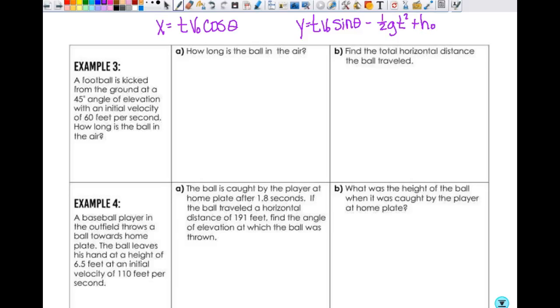All right, so we have a football that is kicked from the ground at a 45-degree angle of elevation. So we've got a 45-degree angle of elevation, initial velocity of 60 feet per second. How long is the ball in the air? So it's kicked from the ground, right? So that means that this is our angle, this is our velocity. Our h sub 0 is 0, and our gravitational constant, since this is in feet per second, is 32 feet per second squared.